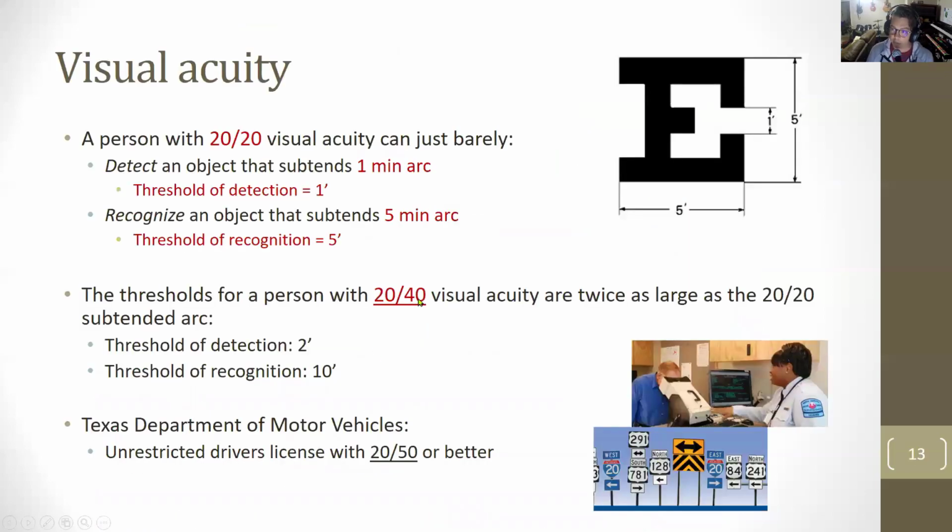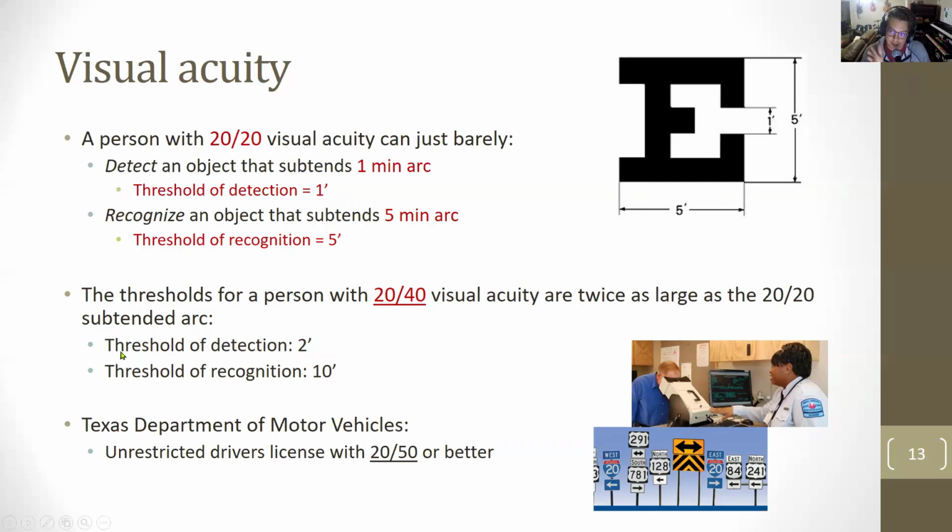If I'm 20/40, 40 is twice 20, so the thresholds are doubled as well. It's a linear multiple. So the threshold of detection becomes 1 minute times 2, or 40 divided by 20, and 5 minutes times 2. I need to get at least this large in order for someone with 20/40 to detect anything at all and to recognize that it's an E.